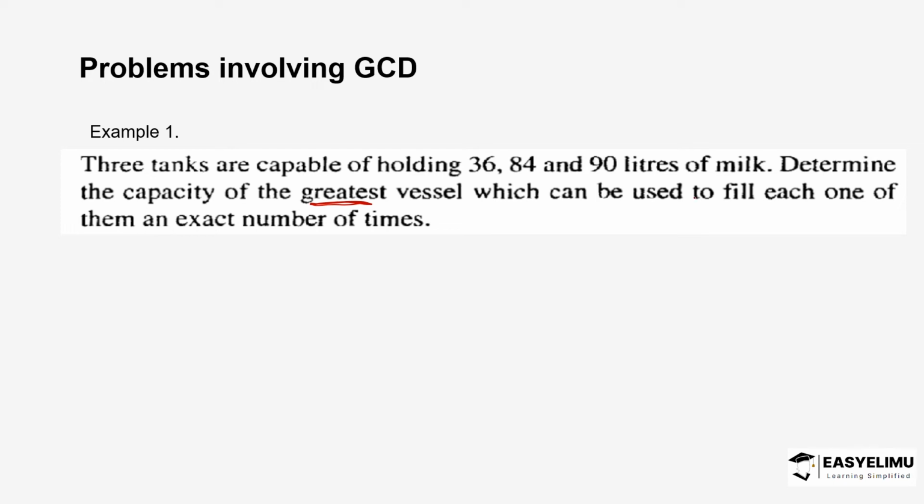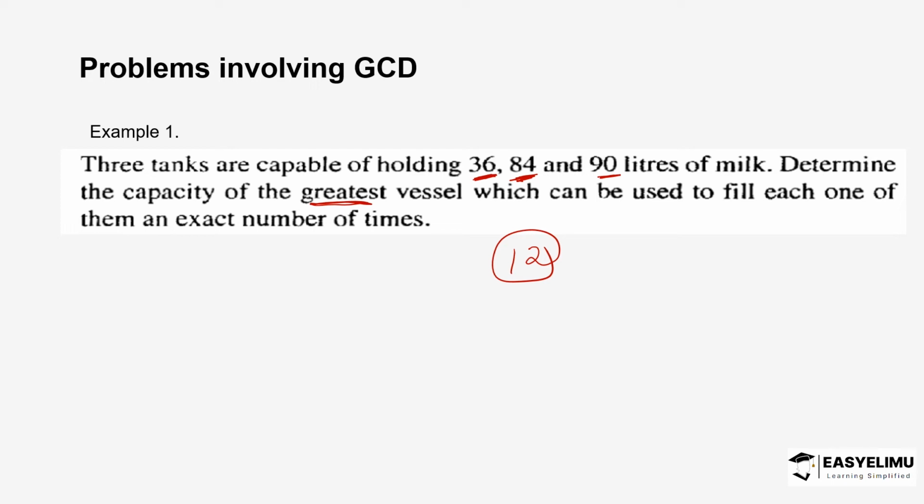So here, finding the greatest vessel which can be used to fill each one of them an exact number of times, we are finding the capacity of a vessel that can divide into 36 an exact number of times, and the same number, the same value. For example, if the capacity is 12, it should be able to divide into 84 an exact number of times, and that number should also divide into 90 an exact number of times.